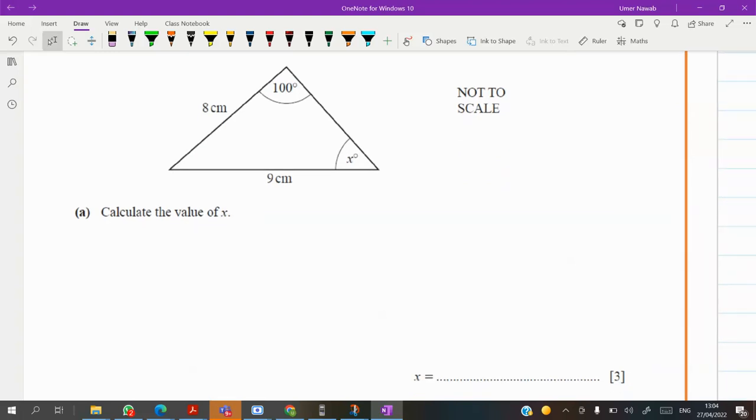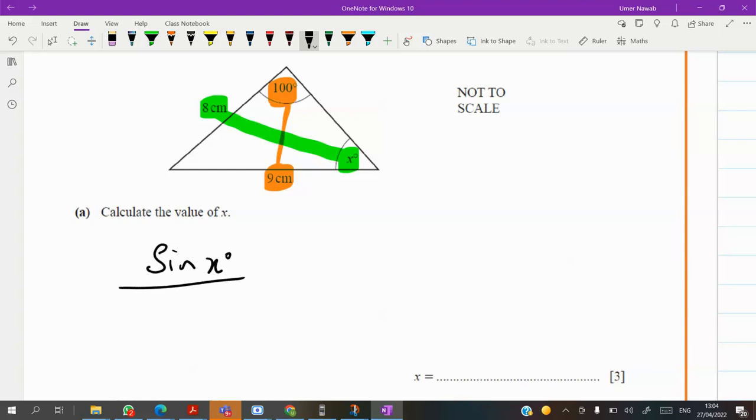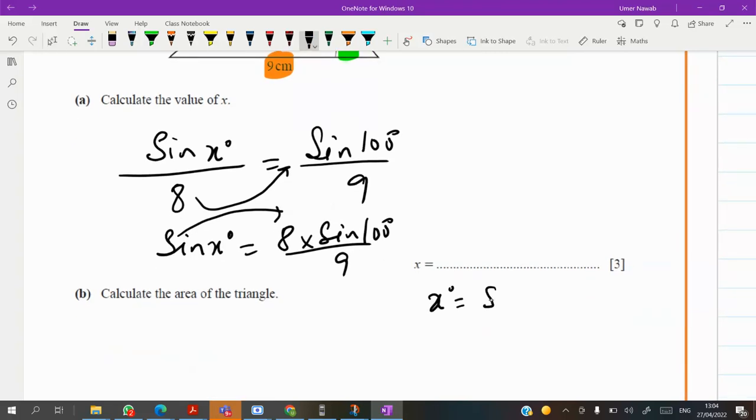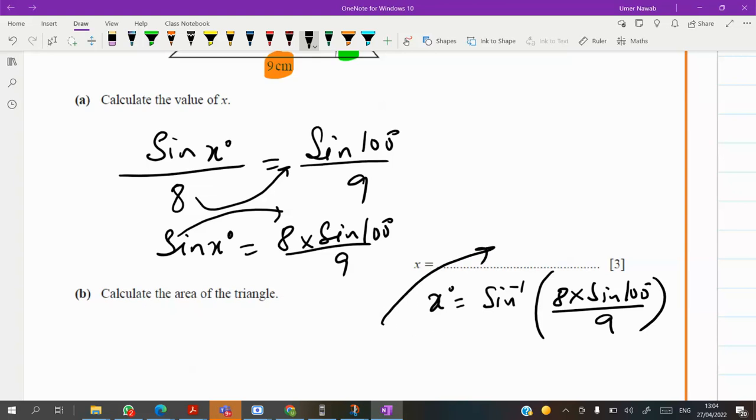Guys, I want to find the value of x. If you want to find the value of x, it's a trigonometry question. Look at that. And I will explain this question again in trigonometry. It's the sine rule. So sine of x over 8 is equal to sine of 100 over 9. Send the 8 to this side. So sine x is equal to 8 times sine of 100 divided by 9. Now send the sine to the right hand side. So x will be equal to shift sine of 8 times sine of 100 divided by 9. And then it gives you the final answer.